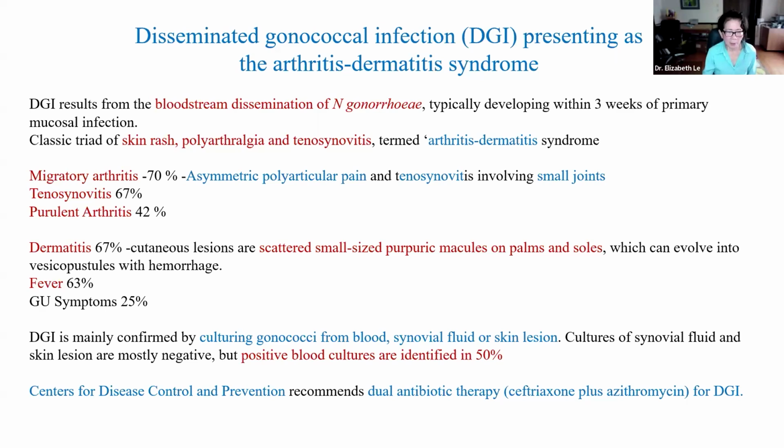Dermatitis, 67%. Cutaneous lesions are scattered, small papular macules on palms and soles. And fever, 63%. GU symptoms, 25%. DGI is mainly confirmed by culturing gonococci from blood, synovial fluid, or skin lesions. The cultures of synovial fluid and skin lesions are mostly negative, but positive blood cultures are identified in 50% of the cases. And the CDC recommends dual antibiotic therapy, ceftriaxone plus azithromycin, for DGI. Next slide.